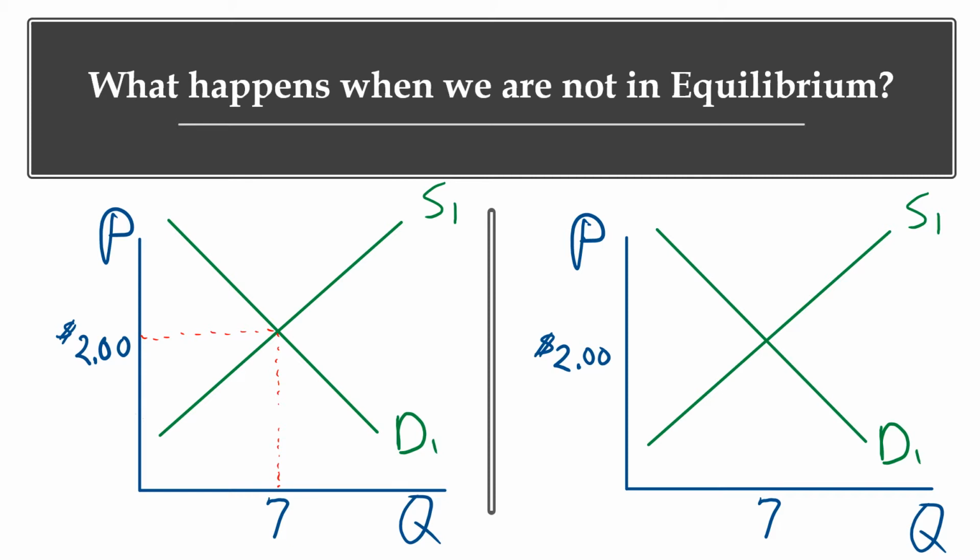Okay, so let's just analyze what happens when we are not in equilibrium. Okay, the equilibrium price is $2, but let's just take an example where at the moment we are priced at $2.50. Well, what's going to happen?